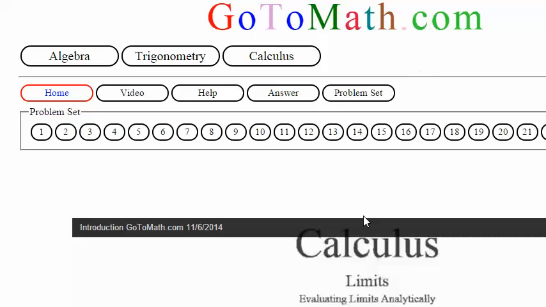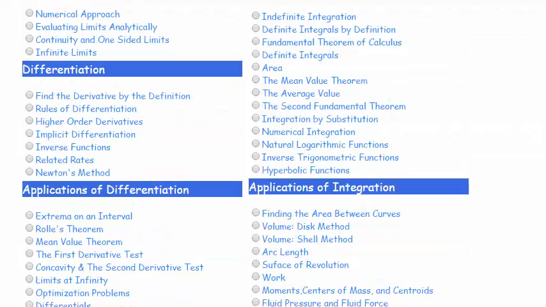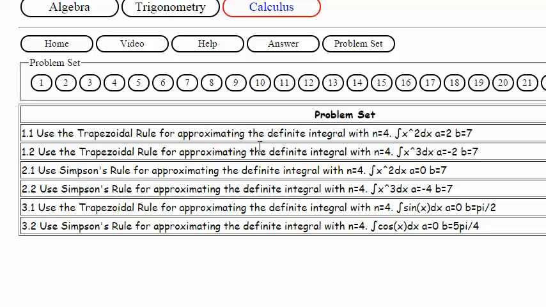We're at gotomath.com. Check it out. Click on the calculus. Let's go down to numerical integration, and we're going to be looking back at Simpson's rule. To get a little bit further explanation on Simpson's rule, you might want to check these problems out.